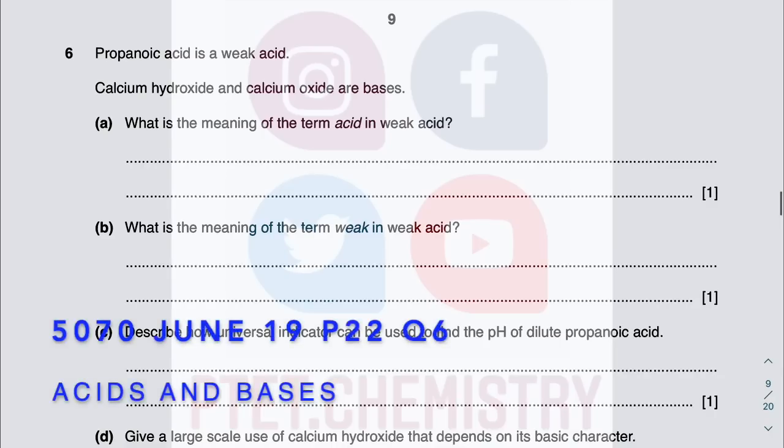Next bit, what is the meaning of acid? So they don't want weak acid, they want acid. All right, acid is a proton, or you say H plus donor. What is meant by proton?